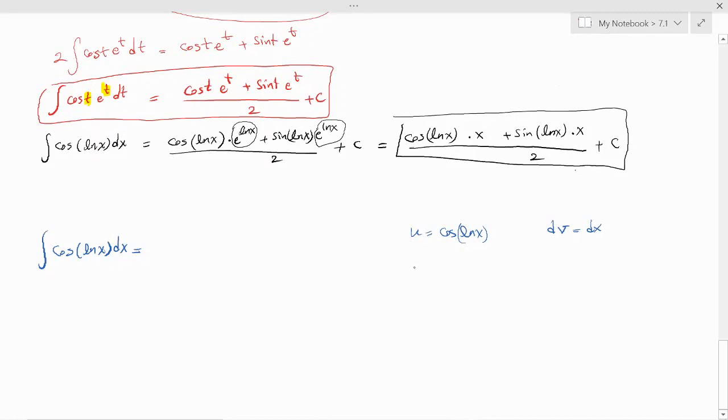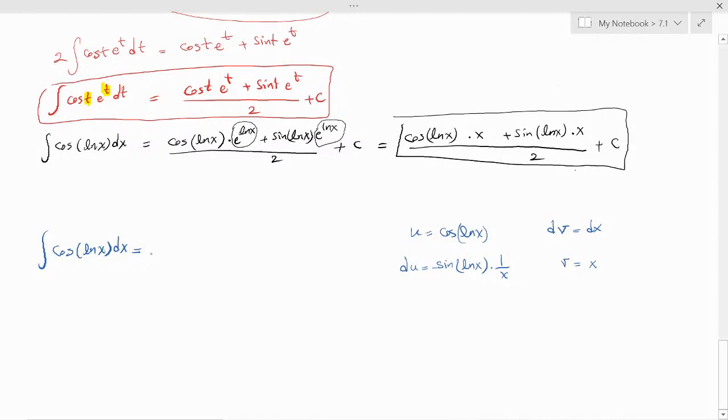Then the derivative of u, du, requires, what does the derivative of u require? It requires a chain rule. The derivative of cosine, which is negative sine at ln x, multiplied by the derivative of ln x, which is 1 over x. On the other side, we have the integral of dv, which is v, the integral of dx, which is simply x.